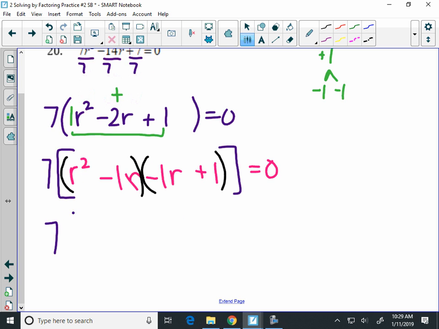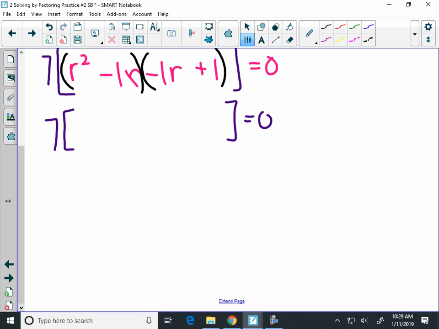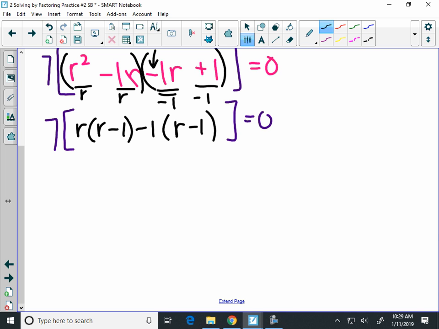The 7 stays out in front. And I pull out a GCF. So from the first group, it looks like they both have an r in common. So I can pull an r out, and what I'm left with is r minus 1. In the second group, I have a negative to start. So I need to divide out a negative, and the only thing they have in common is a negative 1. So when I pull out a negative 1, I'm left with positive r minus 1.